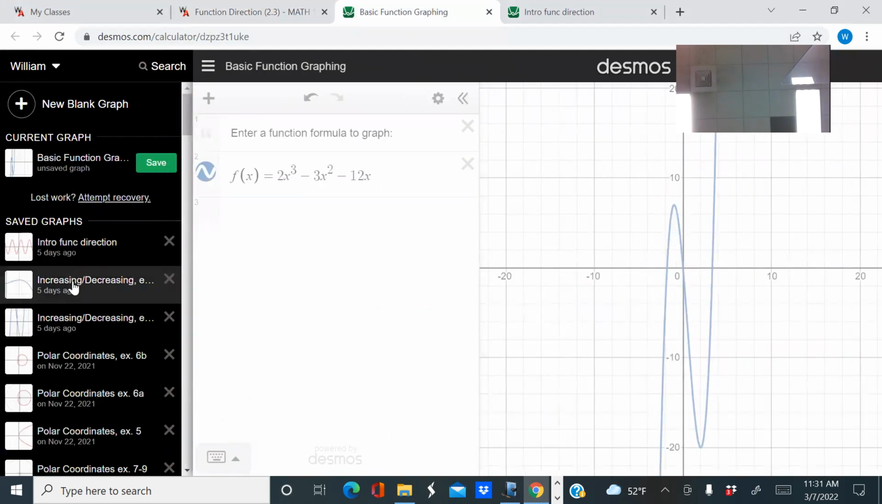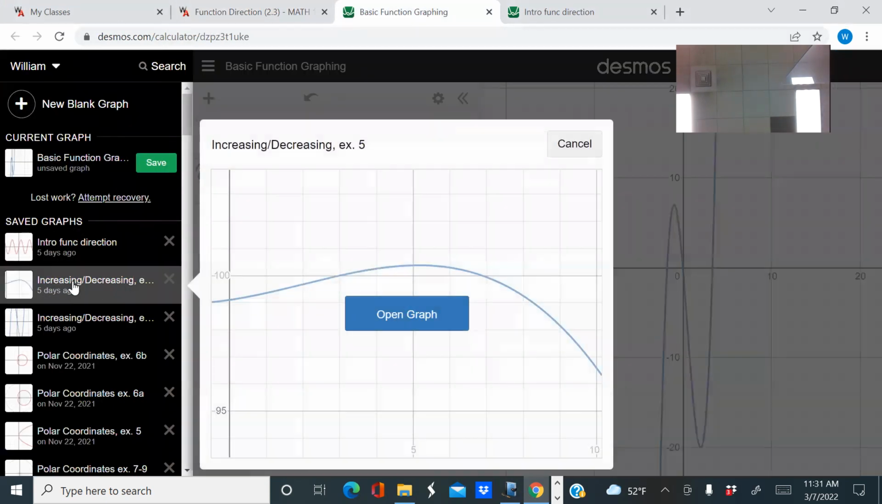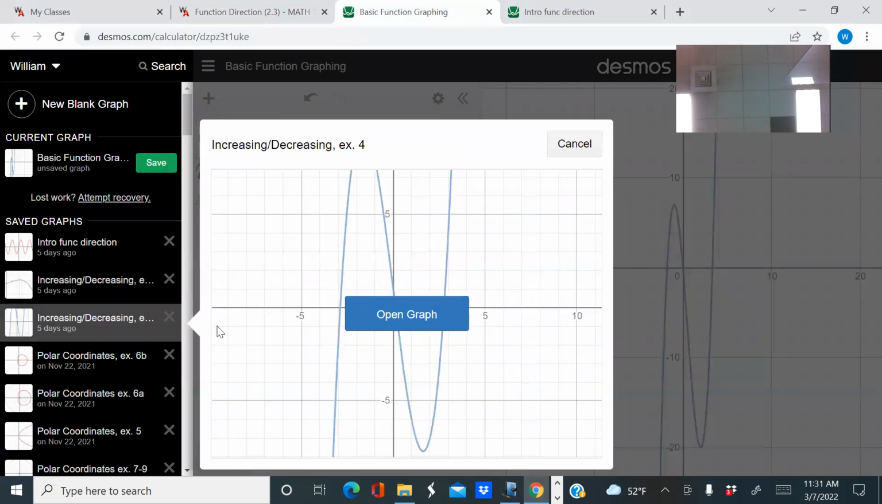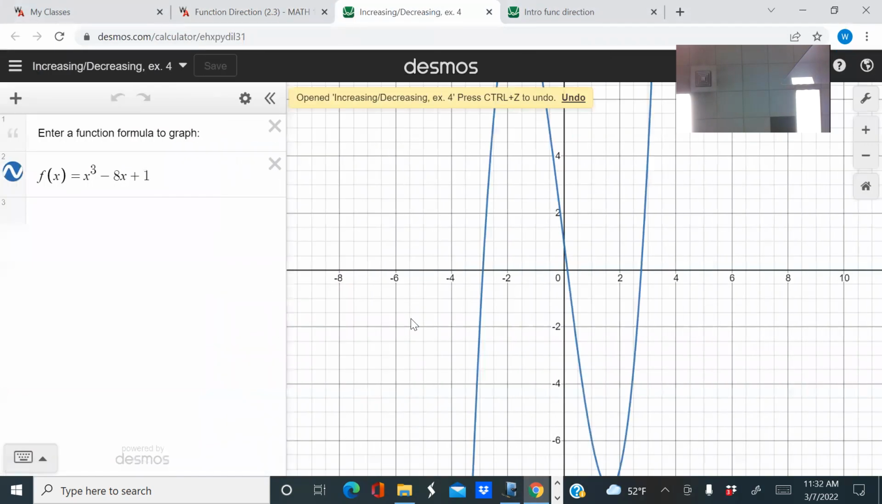And once you've got the graph, as long as you've got a decent graph, then it's not really that hard to answer the question, okay? Or at least give a decent estimate, a good enough estimate to get a decent answer, right? So here I just typed in that formula, x cubed minus 8x plus 1, right? And there's the graph that it made.